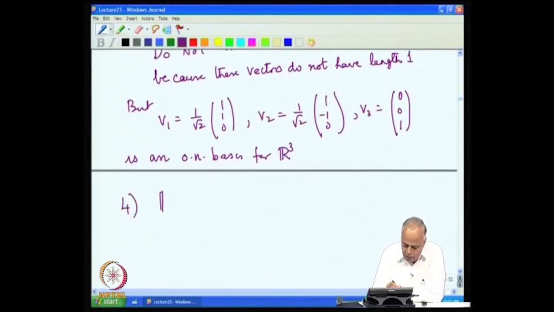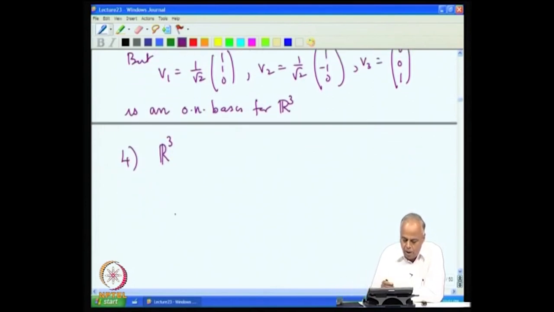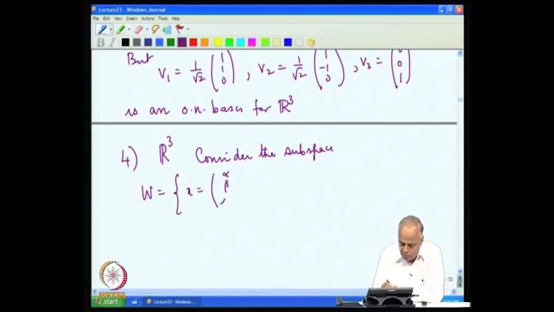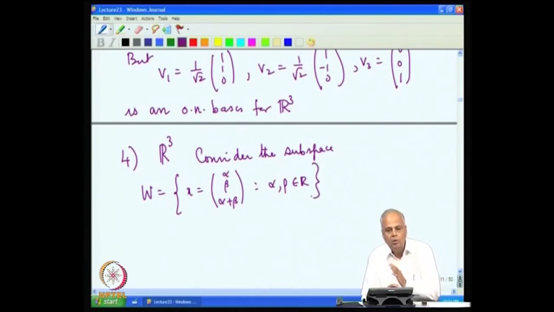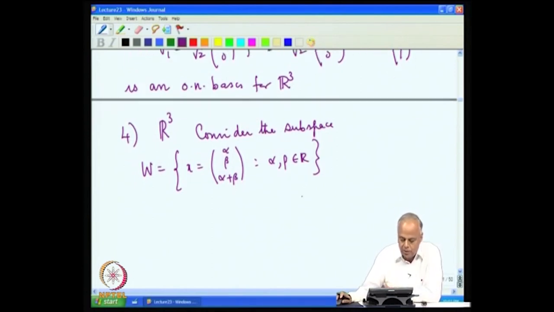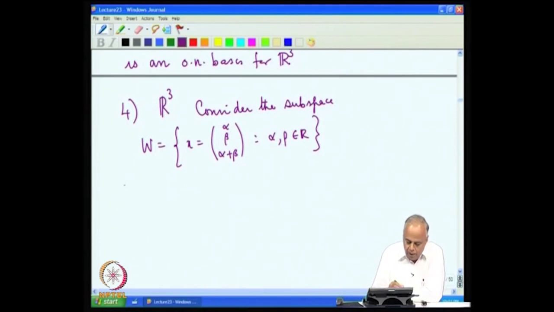Let us now look at R3. In R3, consider the subspace W, which consists of all those vectors of this form: (alpha, beta, alpha plus beta), alpha, beta real numbers. What it means is all those vectors for which the third component is the sum of the first two components. The third component is alpha plus beta, the sum of the first two components, alpha and beta.